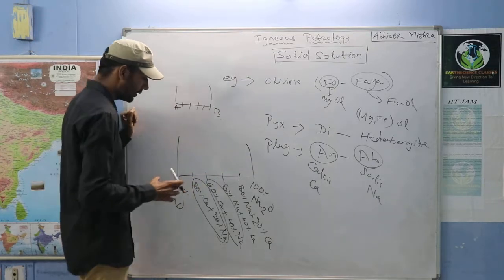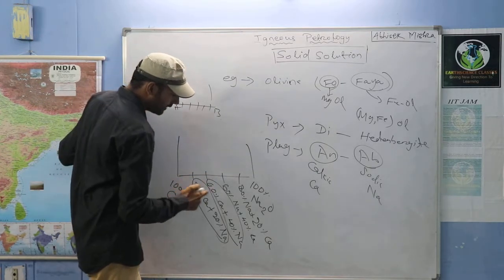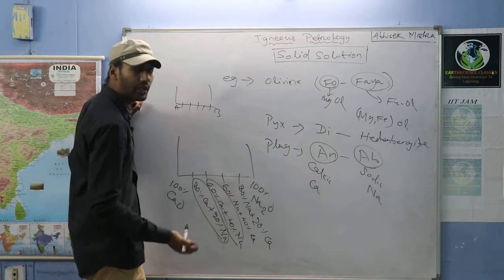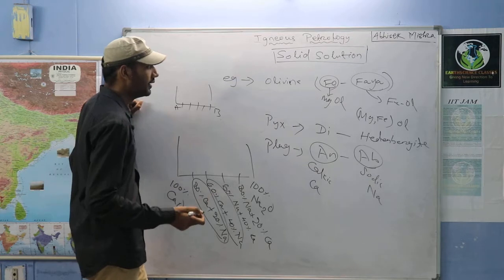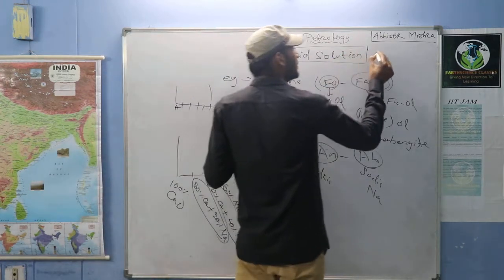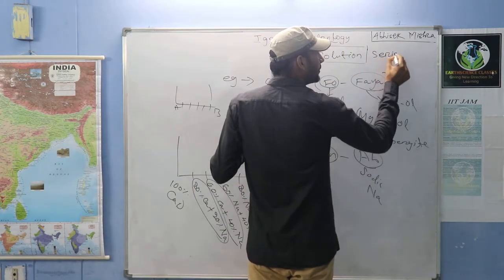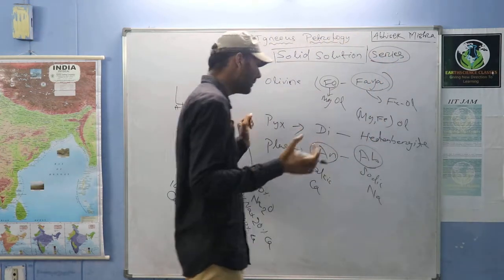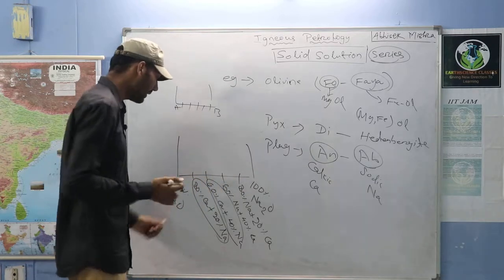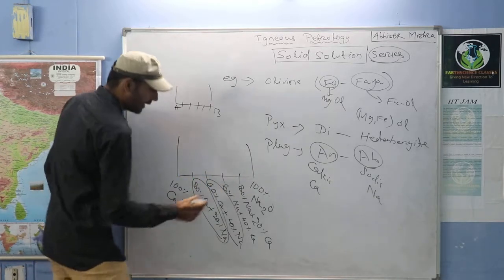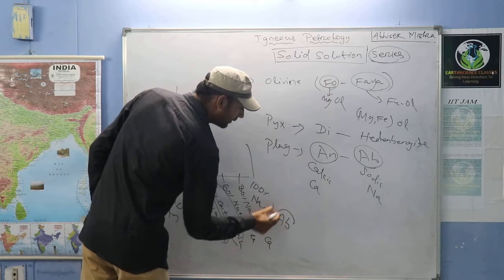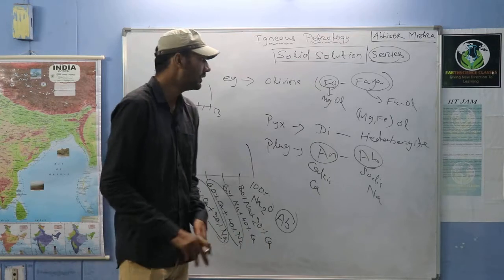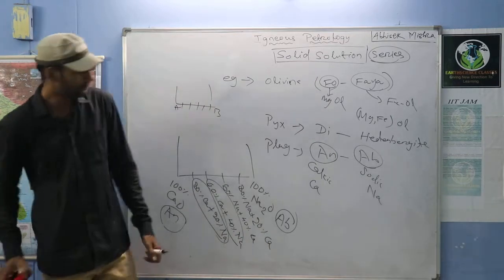But here, if I take any composition in between, we can name it a different mineral. We are naming it a solid solution series. Series means a group of minerals. As I said, this is anorthite and albite, so there is a series between anorthite and albite. What are the minerals?